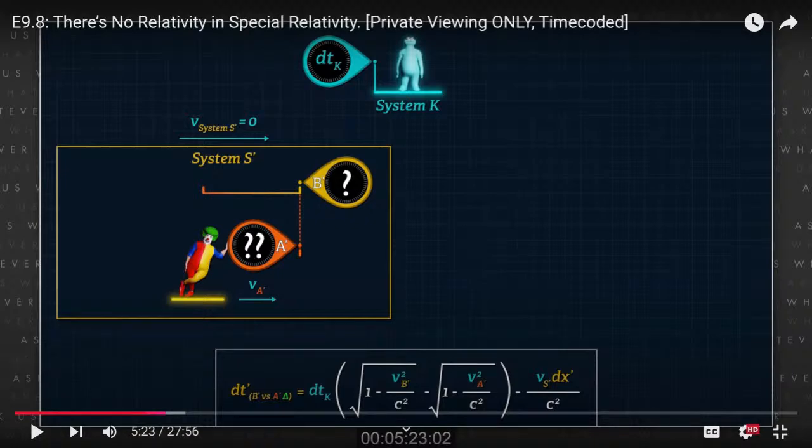And then clock B prime, which is stationary within system S prime, but may be moving relative to system K a little more slowly through space than clock A prime. Its time dilation or slowing of system B prime clock would be the square root of 1 minus the speed of clock B relative to clock K squared over c squared. And then Einstein threw in a factor, which I call the clock offset factor.